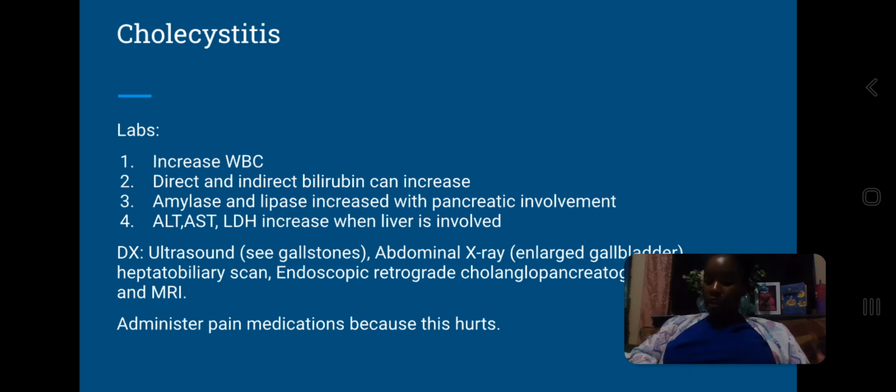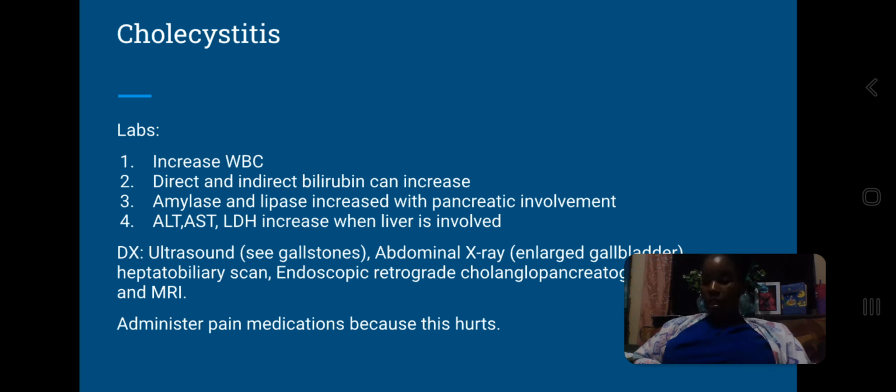If I do not correct my condition, I can burst open my gallbladder internally. All that bile that was stuck in there seeps out into the peritoneal cavity, and this is an emergency and can cause shock. Okay, death too. So that's why we want to catch it. If you have any symptoms, go ahead and get checked out. When you do the labs, white blood cells increase because of the inflammation.